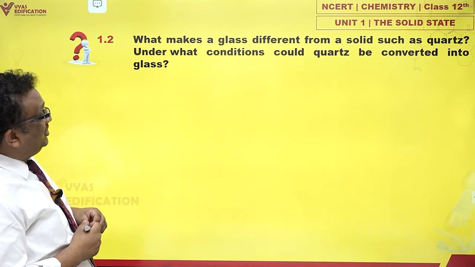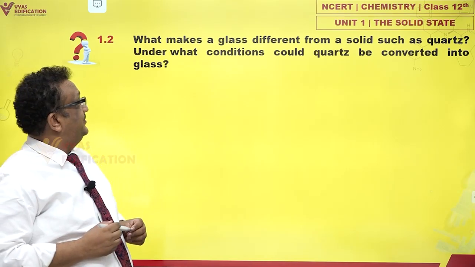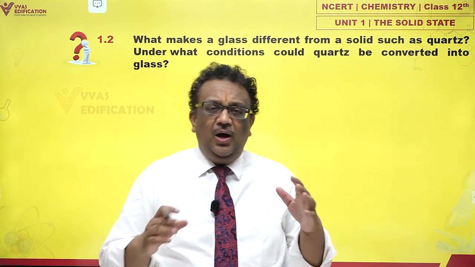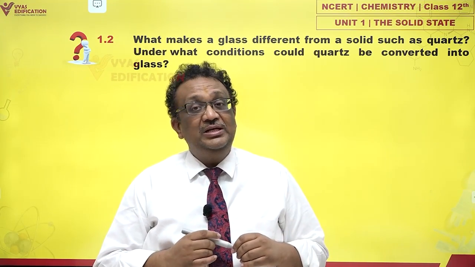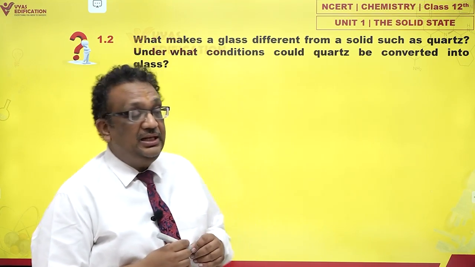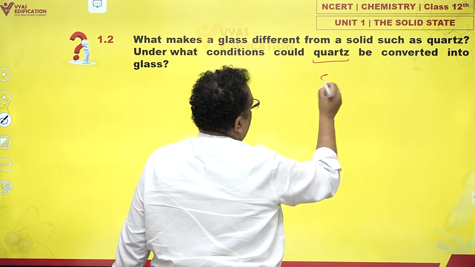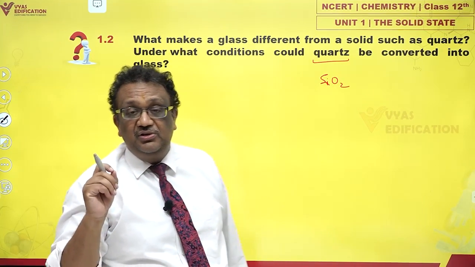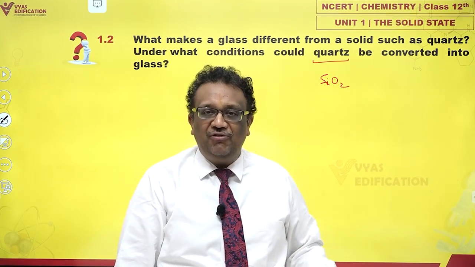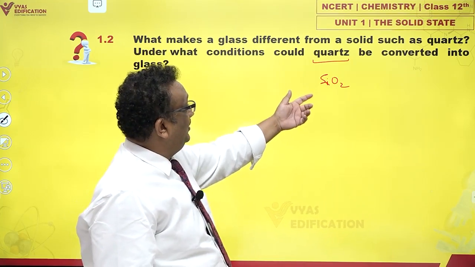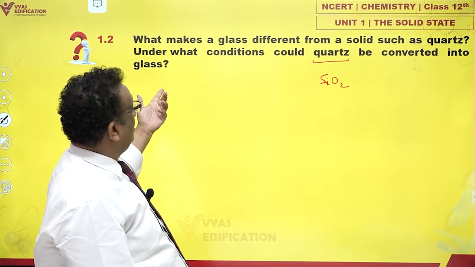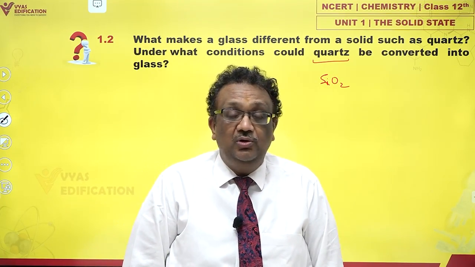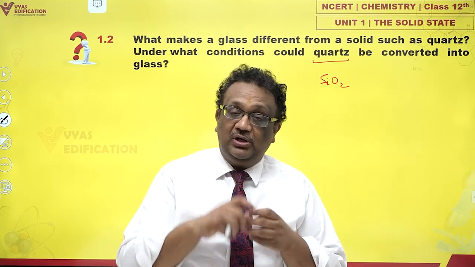These are so many points of distinction between crystalline and amorphous solids. What makes glass different from a solid such as quartz? Under what conditions would quartz be converted into glass? Quartz is a very pure form of silicon dioxide or silica. So quartz is SiO2, silica. And this is a beautiful crystalline structure. Very good looking, transparent, brilliant crystals of quartz are available. Now, if you wish to convert this to glass, now glass is an amorphous solid which is also called supercooled liquid. So can we convert quartz to glass?